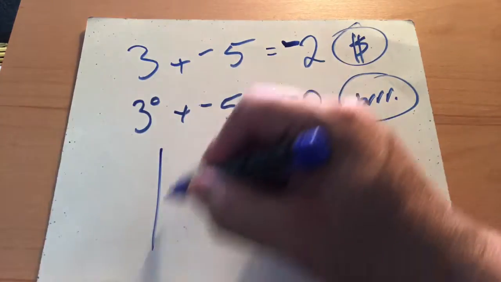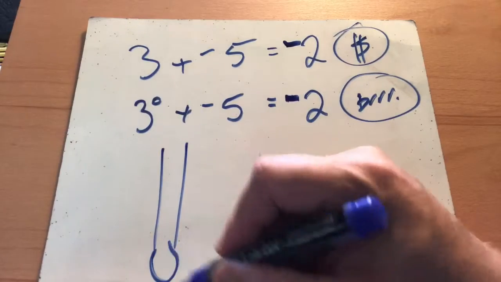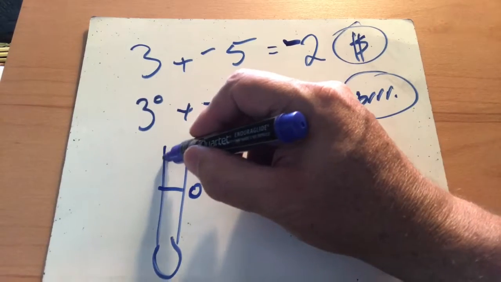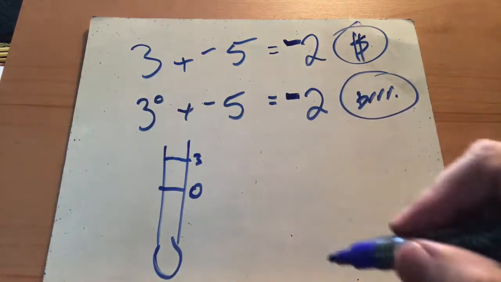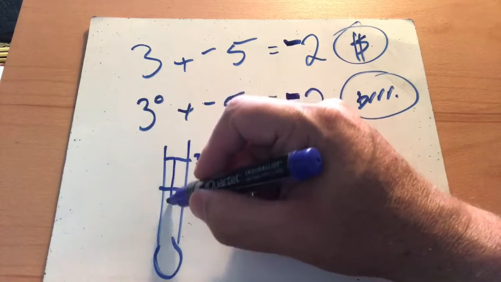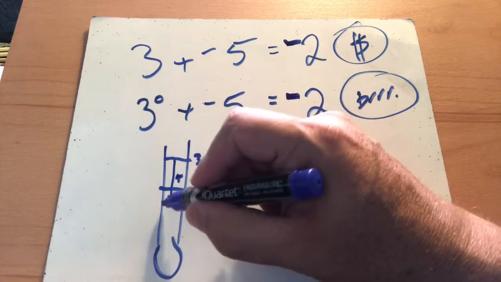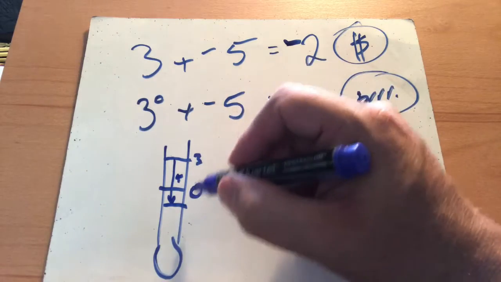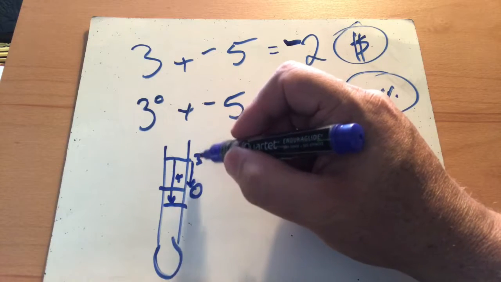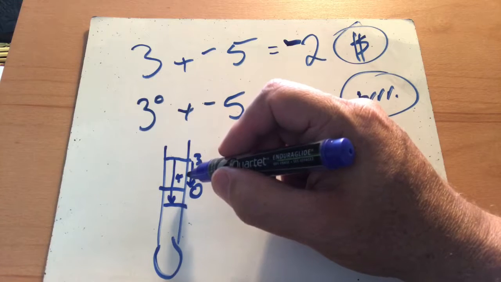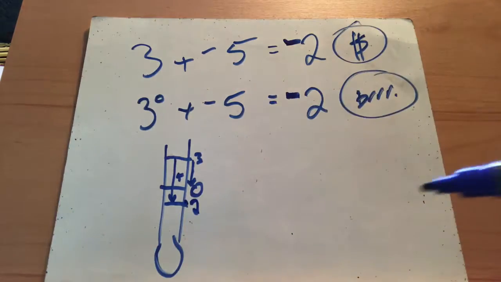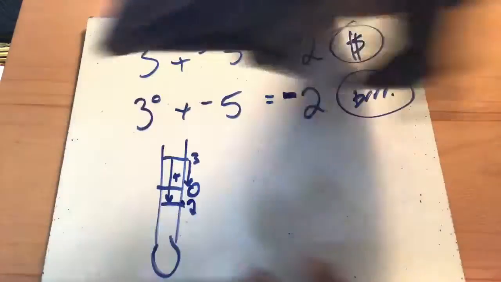Now, a lot of times it helps to draw a thermometer. If we just focus on 0 and it's 3 degrees outside and the temperature drops 5 degrees, well, how far did we have to go to get to 0? That's a good thing to focus on. What is that distance? So how much is left? We're 2 left. We're at 2 below 0.